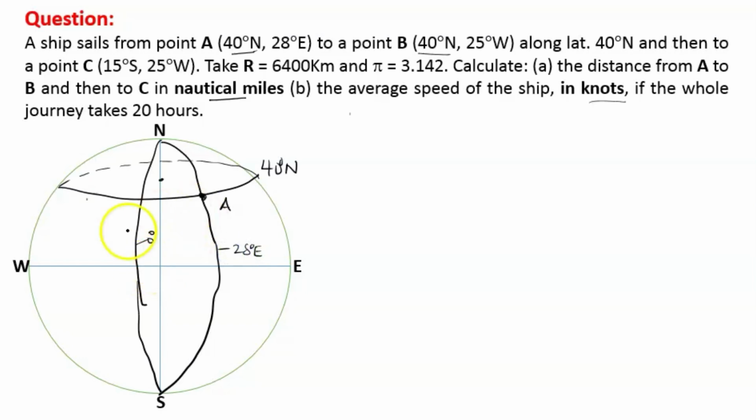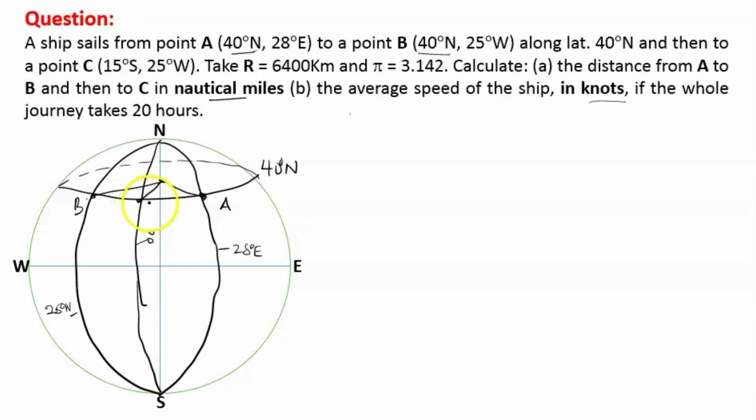Then again, I also have point B, which is 25 degrees towards the west. This is my 25 degrees towards the west side. I have this point of intersection also to give me my B. So what do I do now? I join all the 3 points to the center of this small circle.